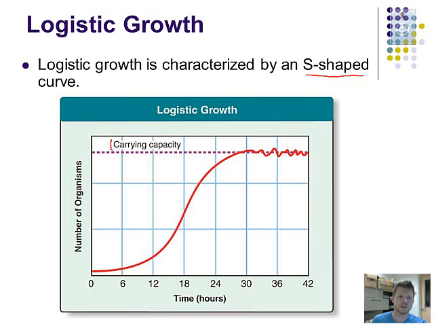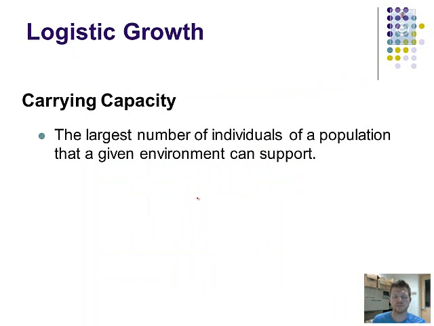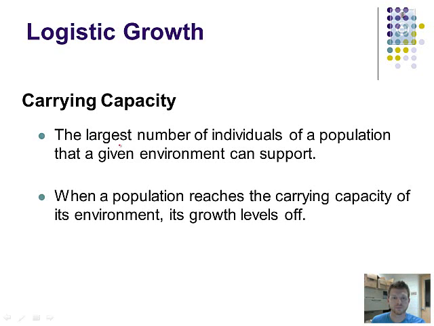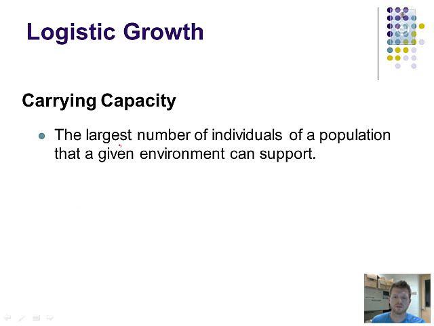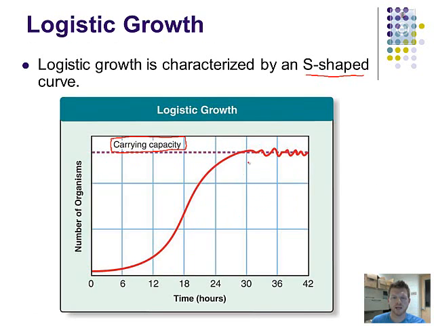reach our carrying capacity. Our carrying capacity is going to determine the number of individuals that an environment can support. And there again is our definition: the largest number of individuals that a population can have in a given environment. So we've got to look at the number of resources that are available. Food, water, shelter, and space are some main components of habitat that are factors in the carrying capacity. When a population reaches the carrying capacity of an environment, the growth levels off. Hence, we have our S shape, and this is the leveling.